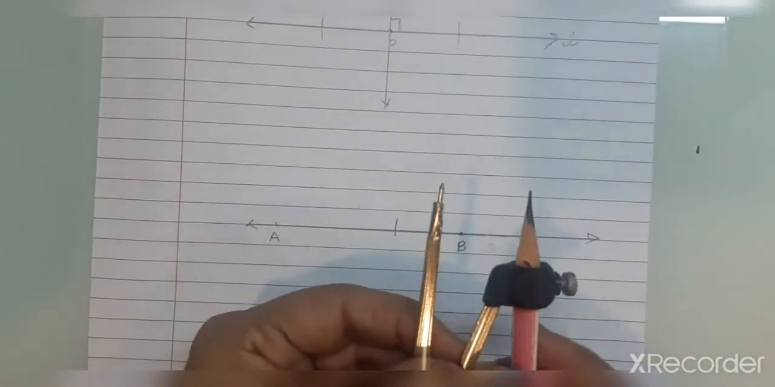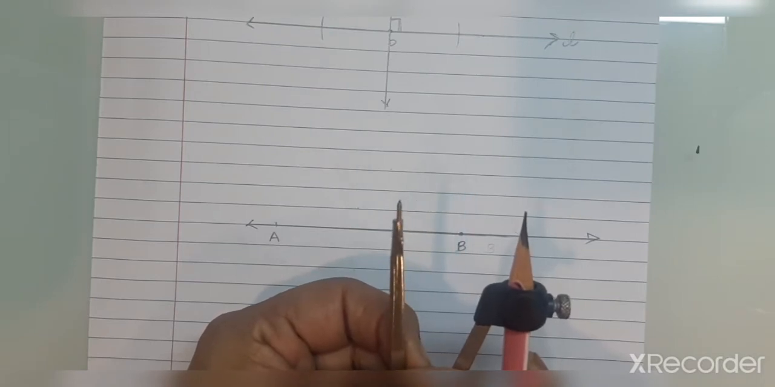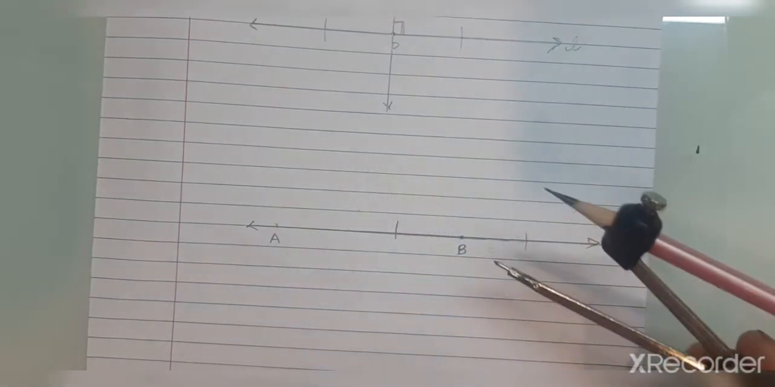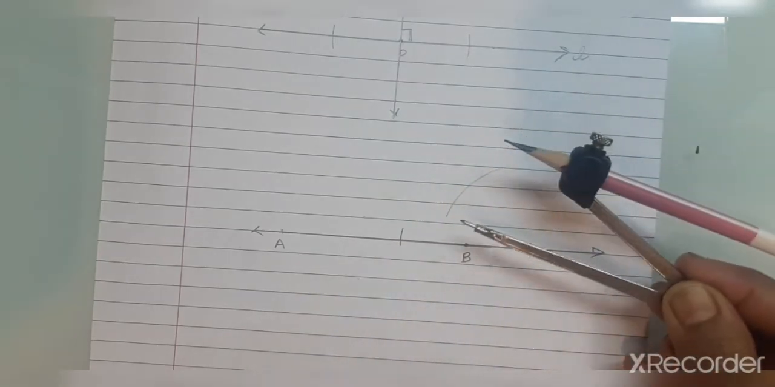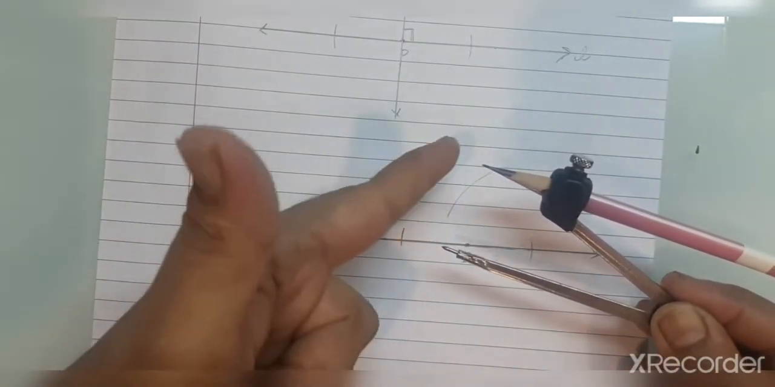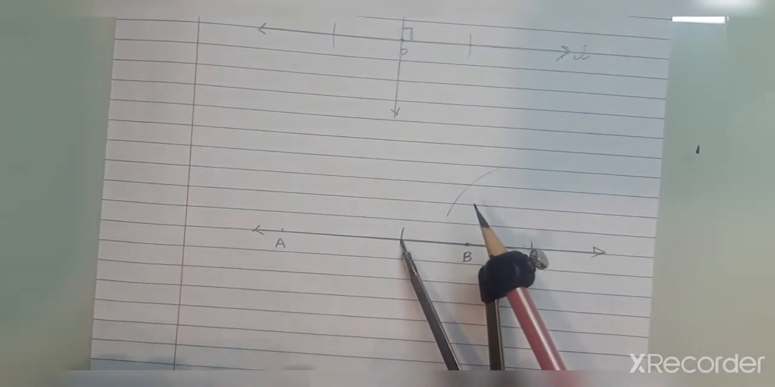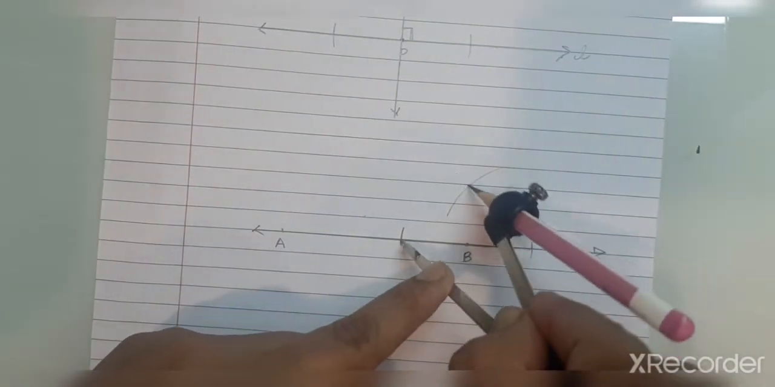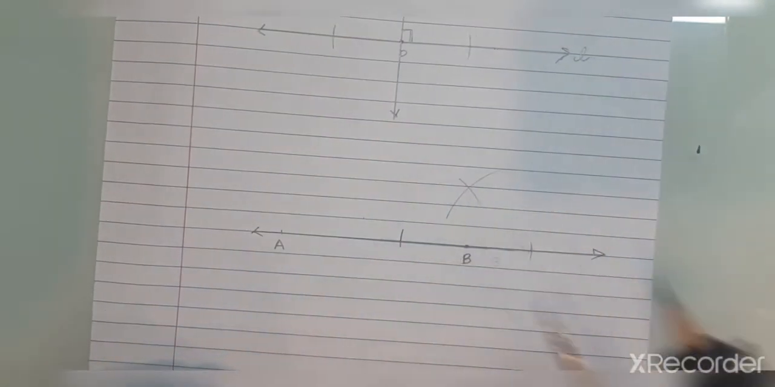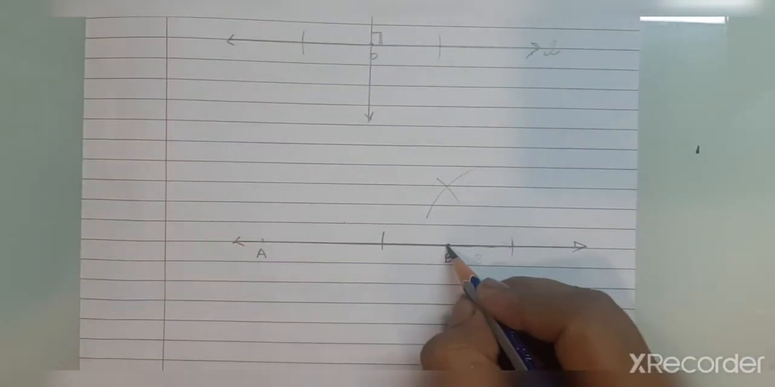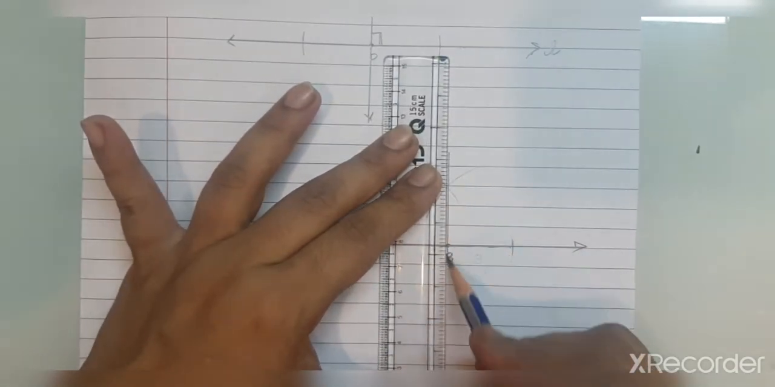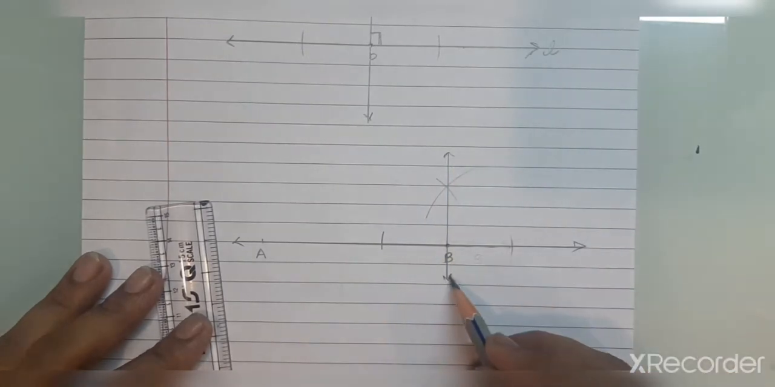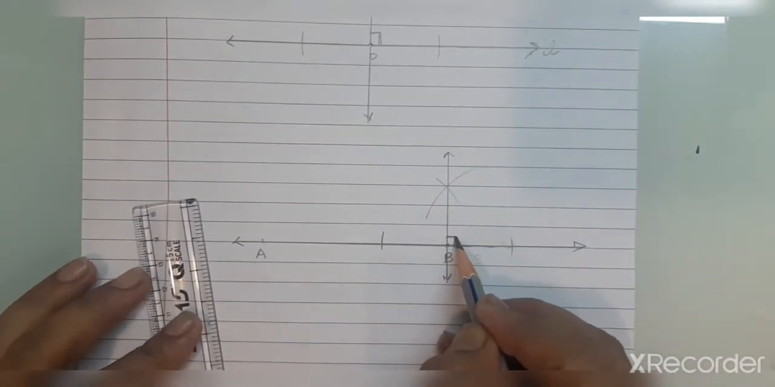Okay, now as I told you, we can increase a little. Now I keep the pointer on one arc and I make an arc at the top with the same distance, with the same pointer and pencil distance. I keep the pointer on the other arc and I cut this. And now I join this point P and the intersection of the arcs, and this is the symbol for perpendicular.